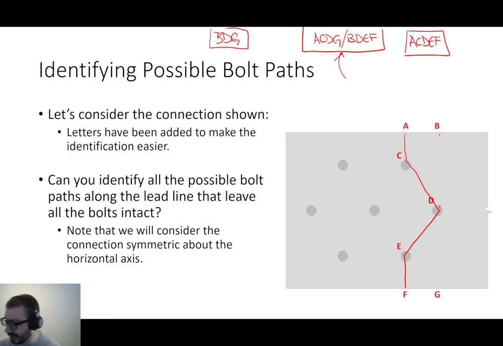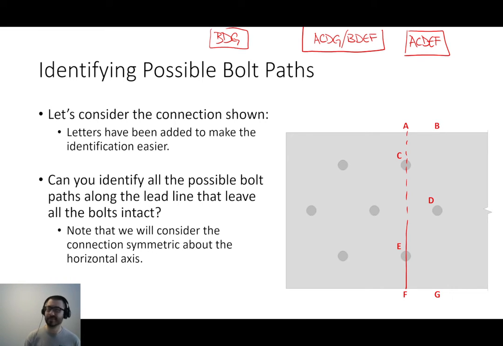Now, the final thing I want to get past before we move on from this slide is I said we only identify bolts along the lead line. So what do I mean? Well, let's look at this path right here. Is this a potential path along the lead line? Well, no, and here's why.